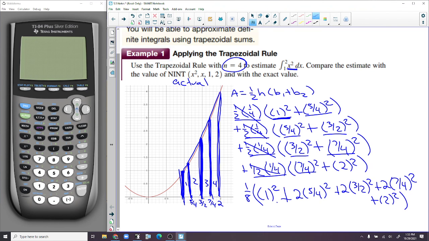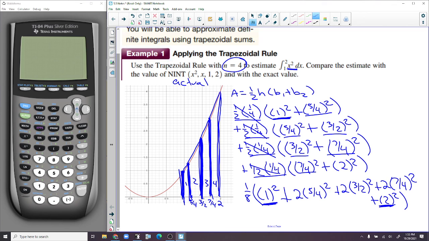So you only use the first one once and the last one once, but everything else in the middle you use for 2 adjacent trapezoids. So that's why you're going to see 2's in the middle when we look at it. And you can see the bottom of your page down there where you see the 2's in the middle. Well, that's because they're sharing a side.